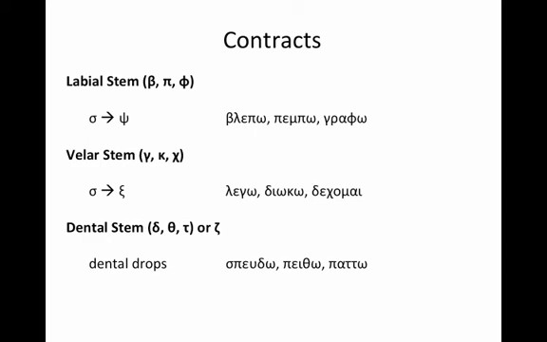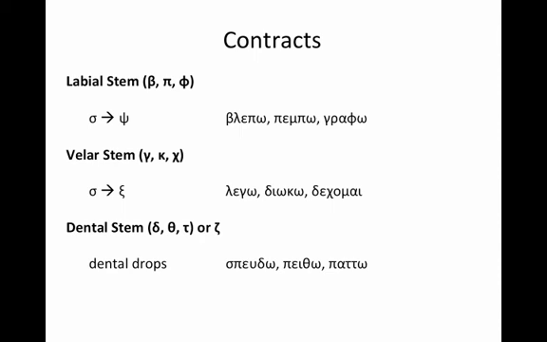Velar stems, that sigma meets the velar, and they combine to be a psi. So again, both the velar and the sigma drop out and change to a psi, and this happens in lego, dioko, decomai, verbs that end with a velar after you drop the omega, or here in the middle, the omai.